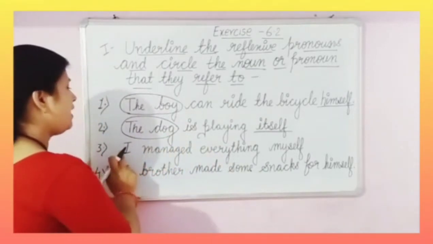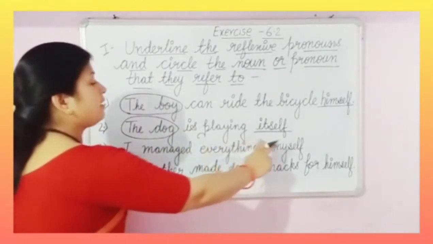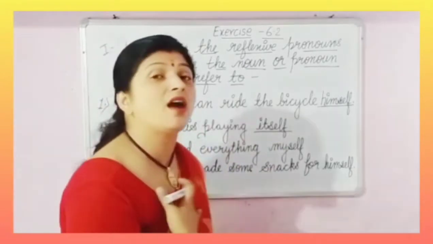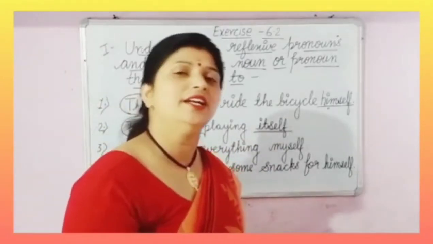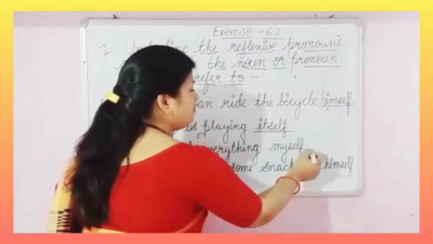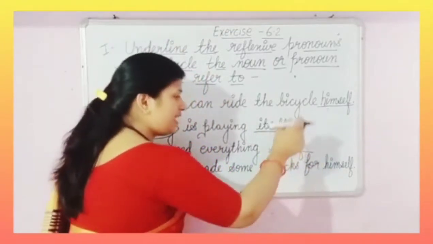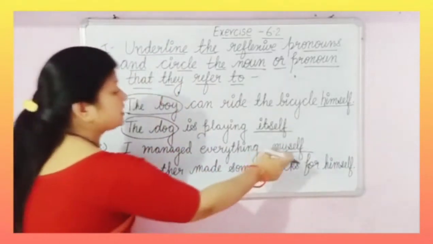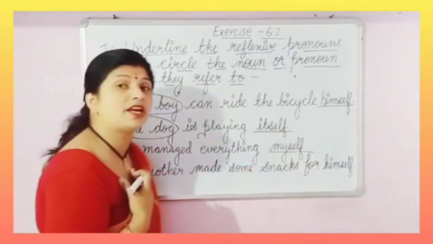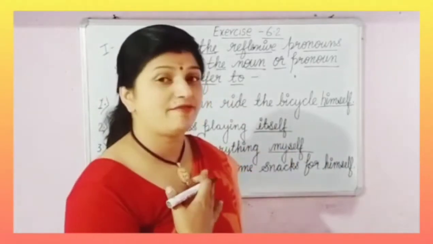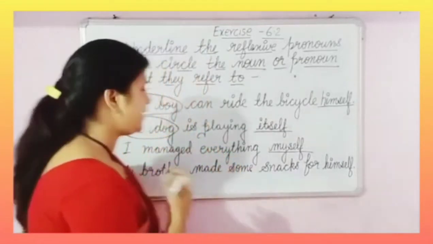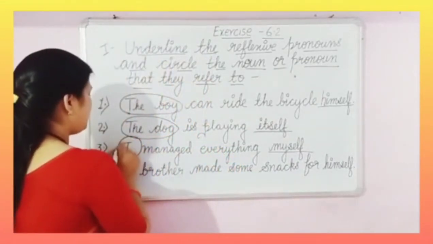Now the third one: I managed everything myself. I managed everything on my own. So myself will be your reflexive pronoun. And who managed it? Who is myself said for? Myself, I have said for me. It was said for me, so it will be your I.